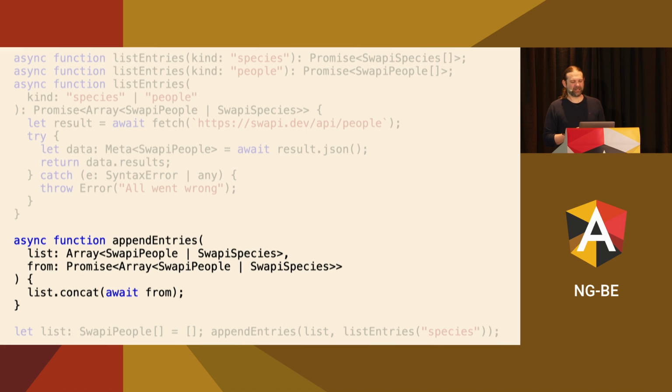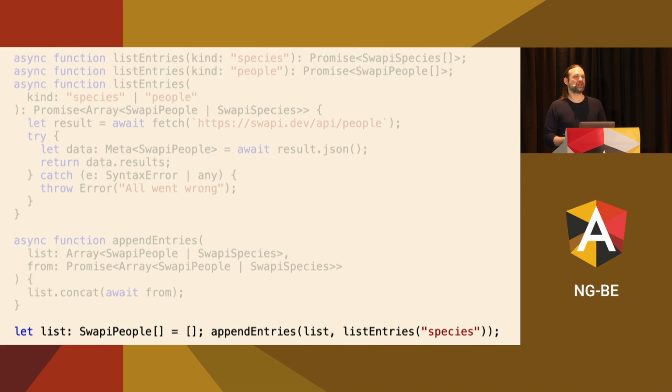And at the end, pretty simple. We have an append entries function. The only thing that is really interesting is that you have an await call, so you can pass in a promise, but that's just a detail. It basically takes an array of people or species and concatenates it with another array of people or species. And then we are using it. Good. Okay, so what's going wrong?